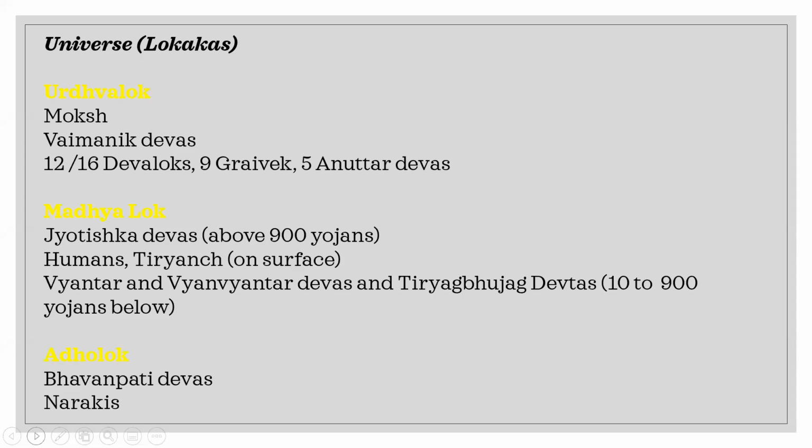And below the 5 Anuttar Vimans, you have got 9 Gravyaks. And below the 9 Gravyaks, you have got 12 Vaimanik Devloks. So from this Avsarpini Kal, you can only go up till the 4th Devlok. The name of the 4th Devlok is Mahendra Devlok. We cannot go above the 4th Devlok from this 5th ara of this Avsarpini.